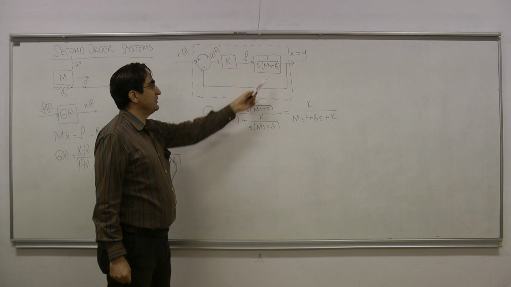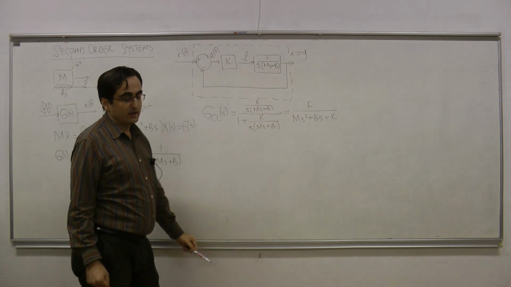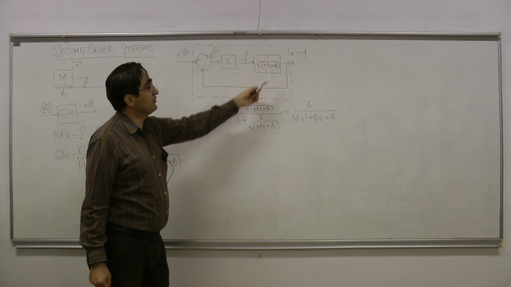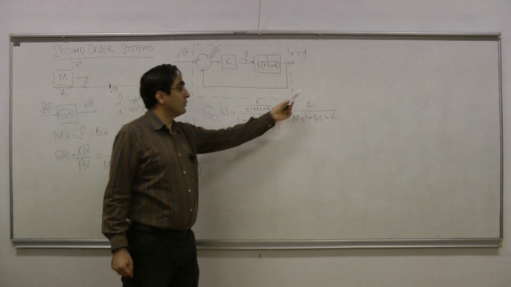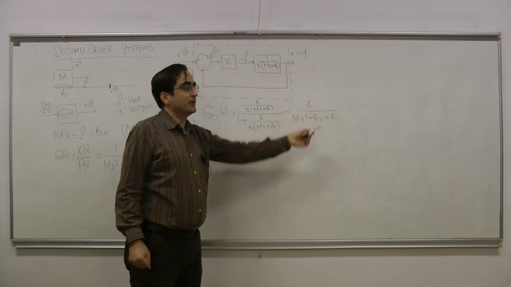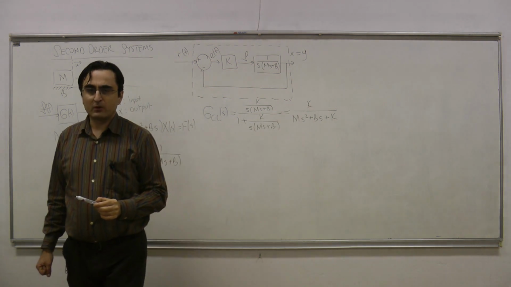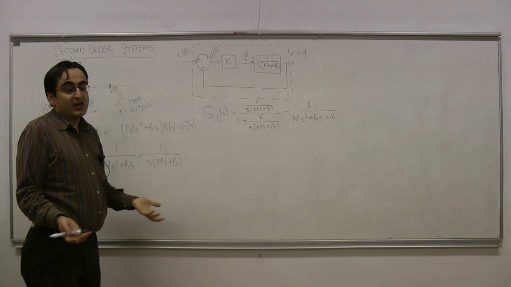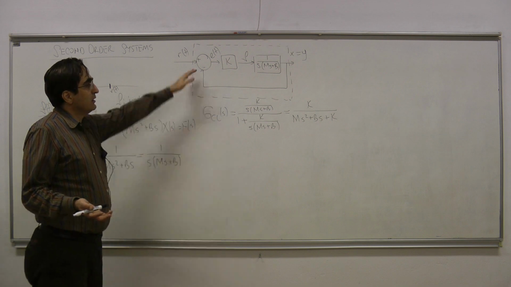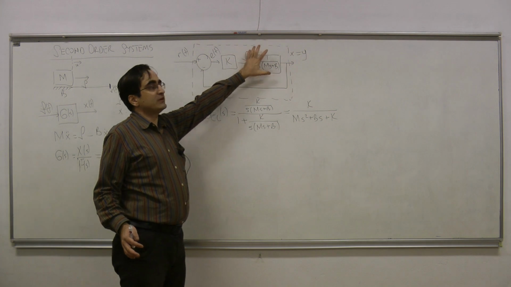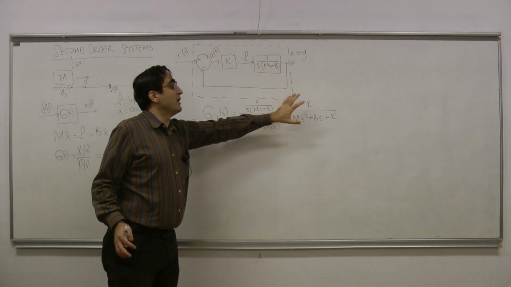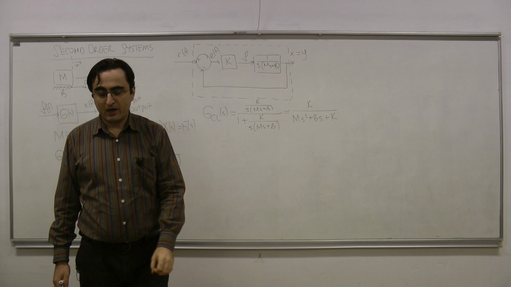And by adding a feedback loop around that mass, I have changed this open-loop system into a closed-loop system. And the closed-loop system has this type of transfer function. All right? So this is the aim in control, actually. By establishing a feedback loop like this, we change this system into another system with different parameters.